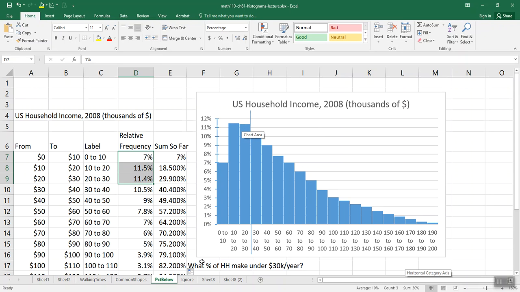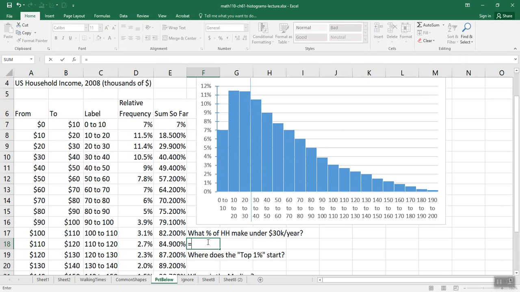So what percent of households make under $30,000 a year? It would be this number right here. Let's even highlight that as our answer.